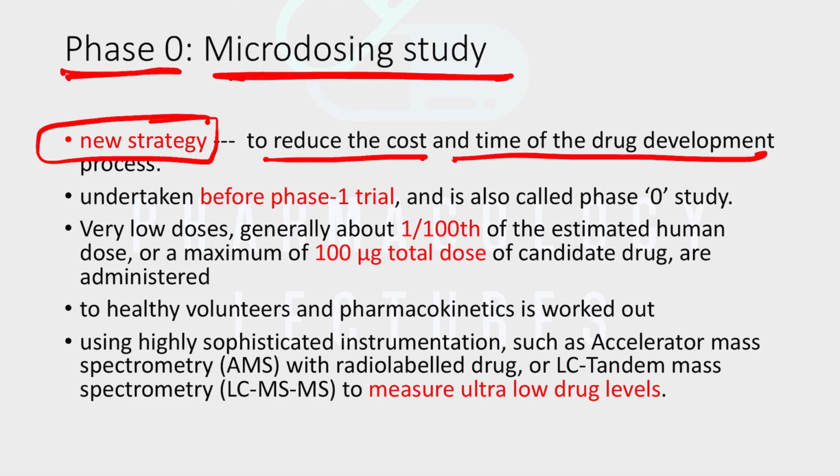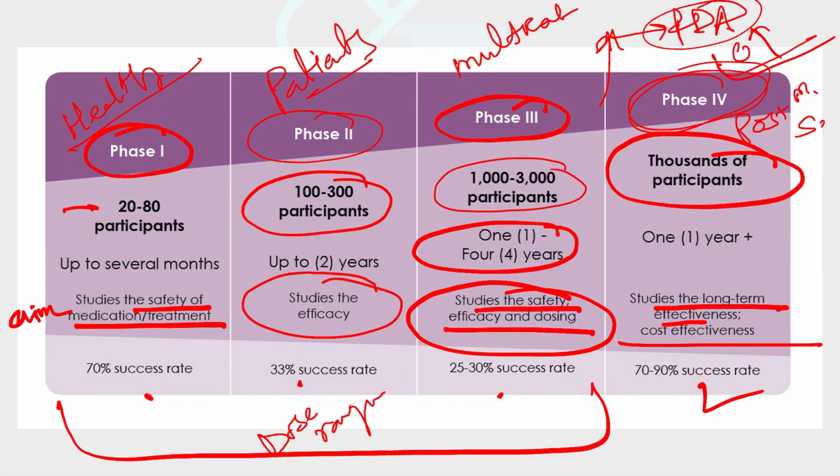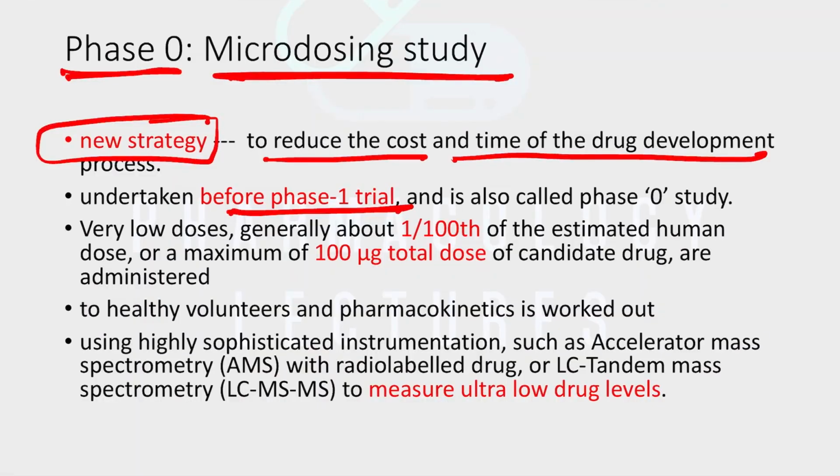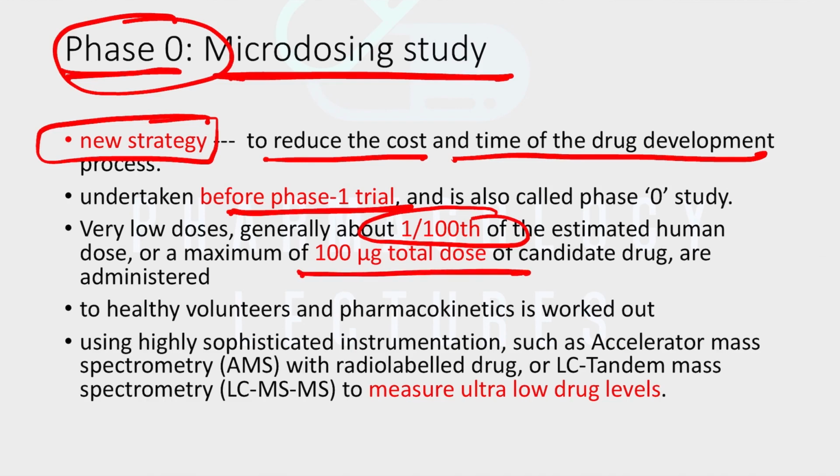So what is the strategy? The strategy is before the phase 1 trial. Before the phase 1 trial, you conduct this phase 0 trial, where in healthy volunteers you introduce a drug, but how much? About 1/100th of the therapeutic dose, or 100 microgram of the total dose. So it's a very small number in comparison to the therapeutic dose. So an extremely small amount of a drug is introduced into the healthy volunteer.